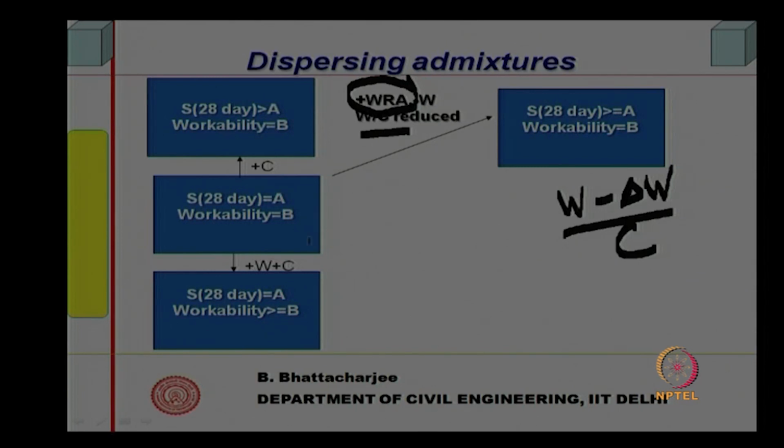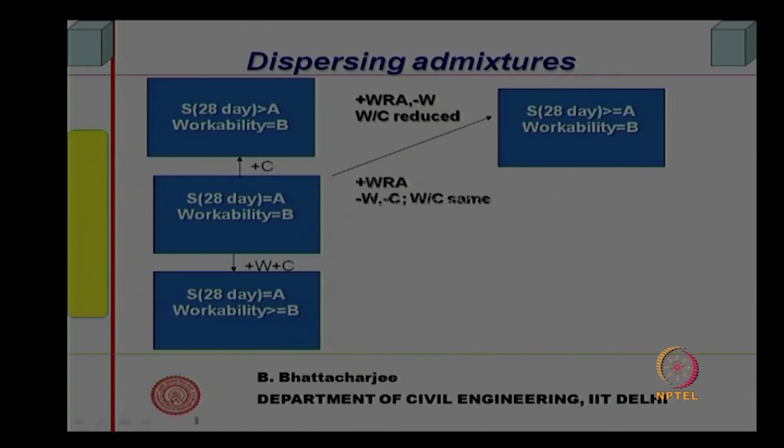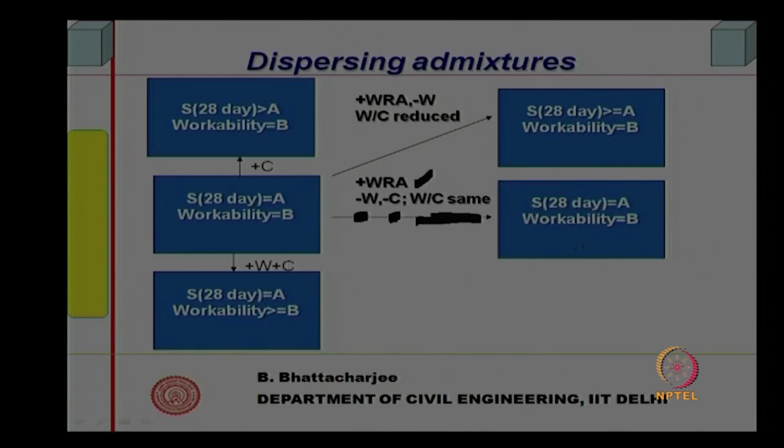But there is a secondary benefit: you remember that you are also reducing the carbon dioxide emission. If I want to keep the strength the same and workability the same, I will add some water reducing agent, reduce the water content, and also reduce the C. So, my W by C will remain the same, and therefore I will get the same strength. So, I get the same strength by adding water reducing agent with lower cement content. Again, it might be a cheaper route to add water reducing agent rather than add cement. So, you will have to see whichever is cheaper.